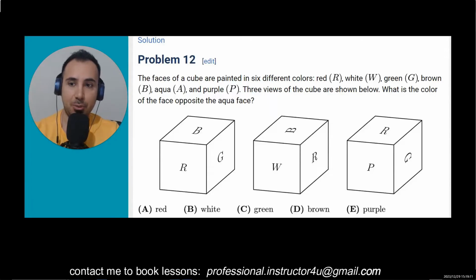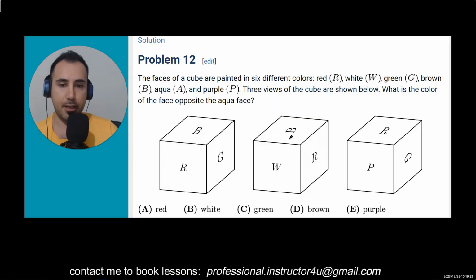If visualizing these cubes and how they turn is difficult for you, there are things we can do to make it easier. So let's read the question first. The faces of a cube are painted in 6 different colors. These views of the cube are shown below. What is the color of the face opposite of the aqua face?